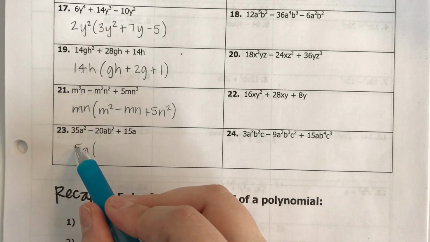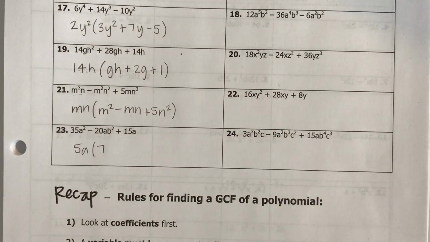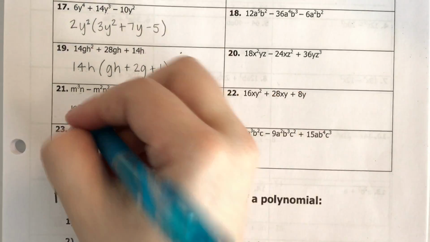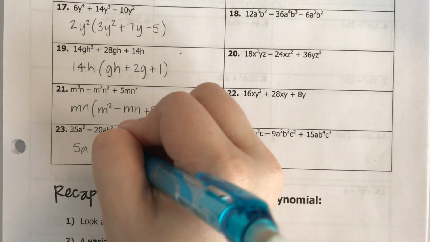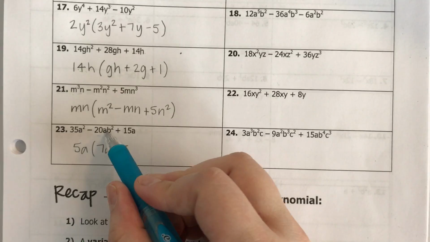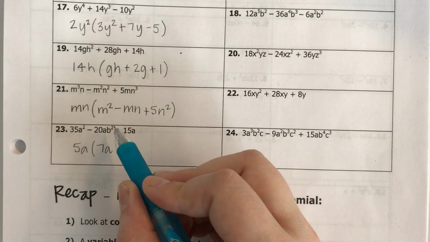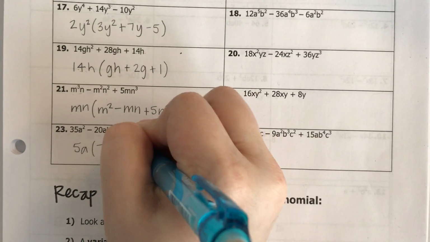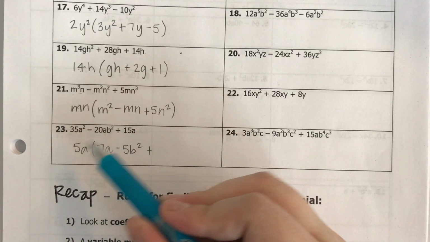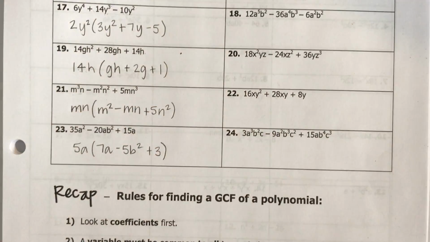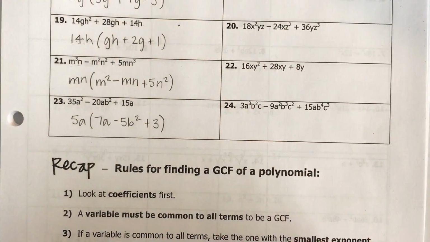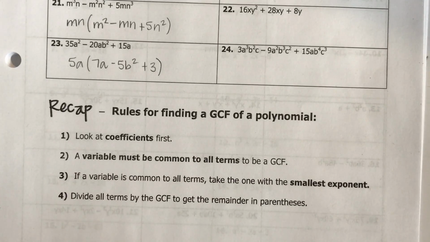So 35 divided by 5 is 7. A squared divided by a is a. 20 divided by 5 is 4. A divided by a, those cancel out. B squared is still there. 15 divided by 5 is 3. And the a's cancel out, so that's all that's left. Okay, so before we go through these evens in class, let me read the recap here.